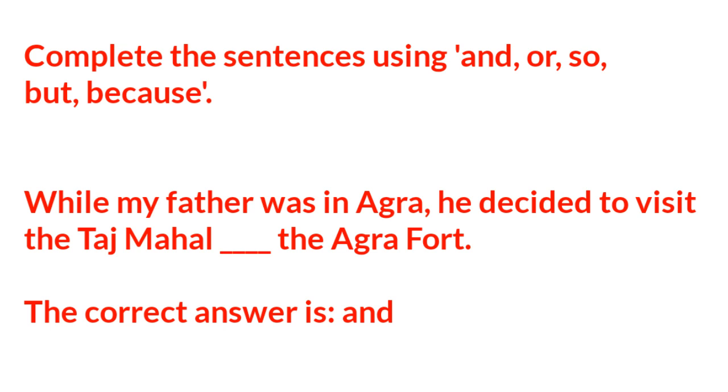Yes. While my father was in Agra, he decided to visit the Taj Mahal dash the Agra fort. So, here a list of things is given. My father decided to visit, a list of places is given. Okay, two names are given. So, what is to be done? What's the conjunction we should use here? And. Okay, because the list of items is given. The Taj Mahal and the Agra fort. The correct answer is and.